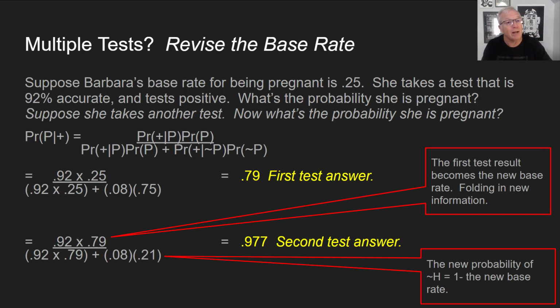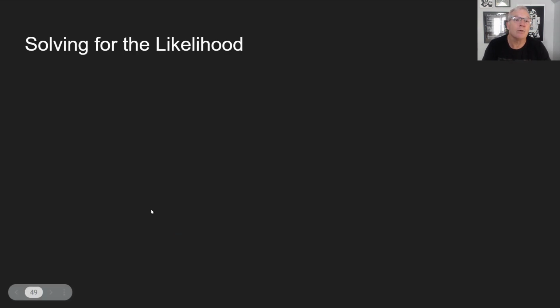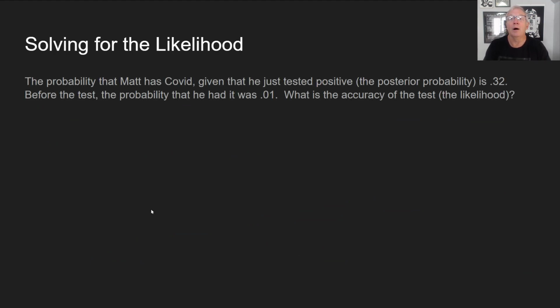You revise the base rate, you fold the new information in, and don't miss this point here that the probability the hypothesis is not true changes, because now the probability of the hypothesis is higher, so this 0.21 is different than what we did in the first case. Okay, so now a harder example, another sort of problem. Let's suppose the probability that Matt has COVID, given that he just tested positive, is 0.32.